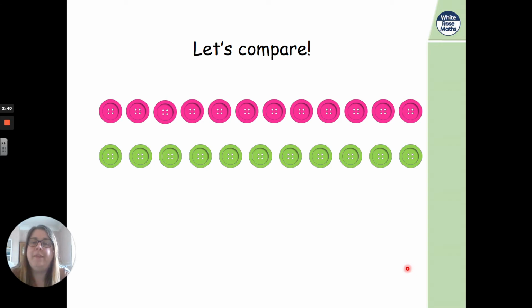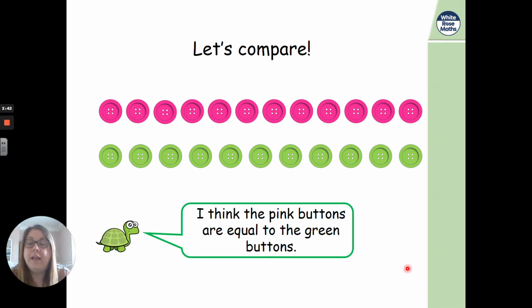Let's compare these buttons then. Tiny says, I think the pink buttons are equal to the green buttons. Do you agree with Tiny? Pause the video and have a little think. Is Tiny right? Let's have a look then.